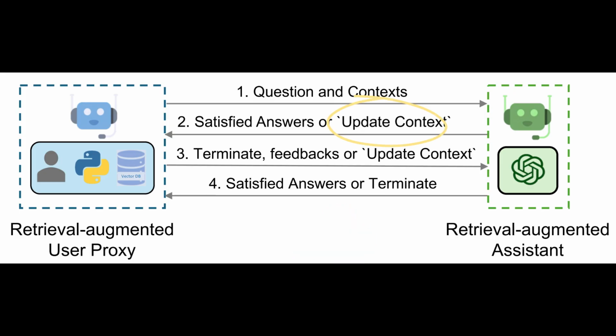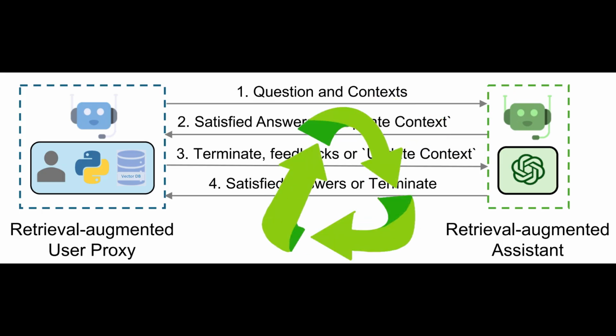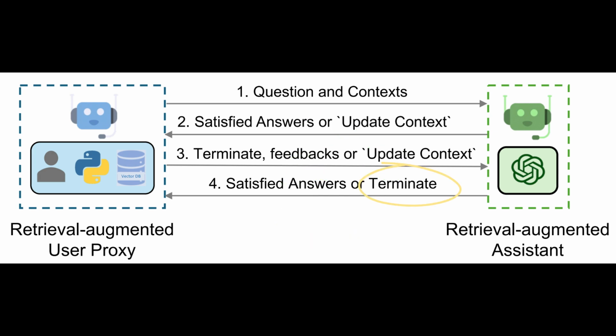If the LLM fails to generate an answer, it replies with update context again. This process is repeated several times. The conversation terminates if no more documents are available for the context. Let's look at how to build this now.